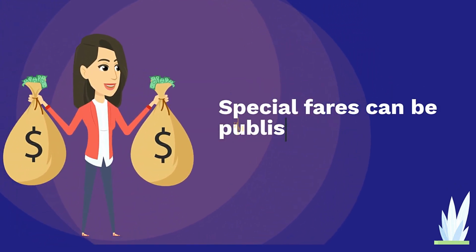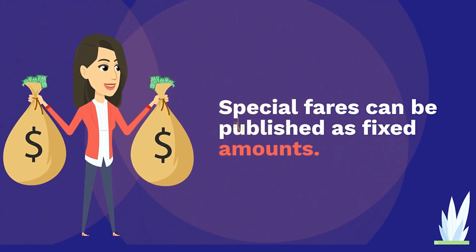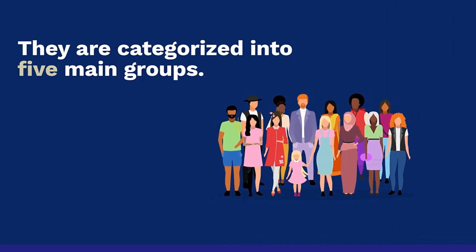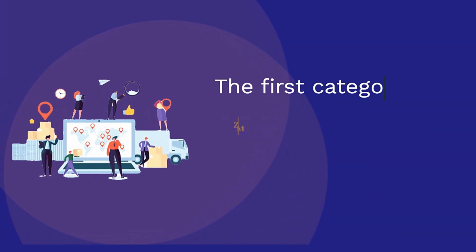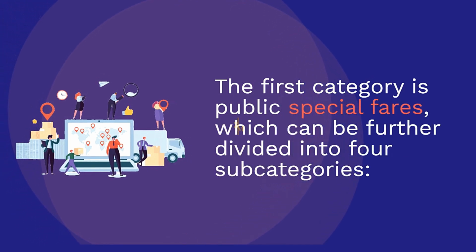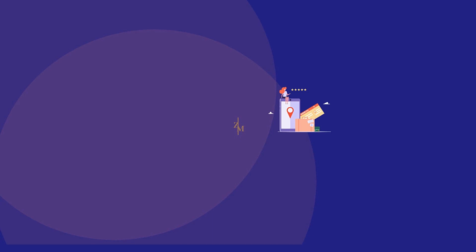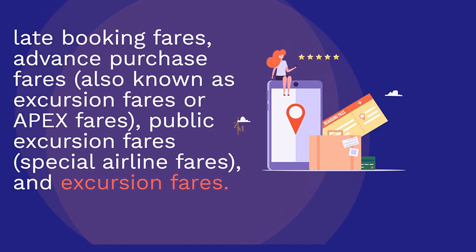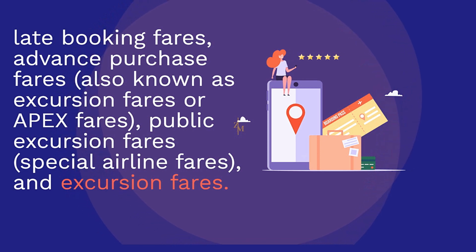Special fares can be published as fixed amounts. They are categorized into 5 main groups. The first category is public special fares, which can be further divided into 4 subcategories: late booking fares, advance purchase fares, also known as excursion fares or apex fares, public excursion fares, special airline fares, and excursion fares.